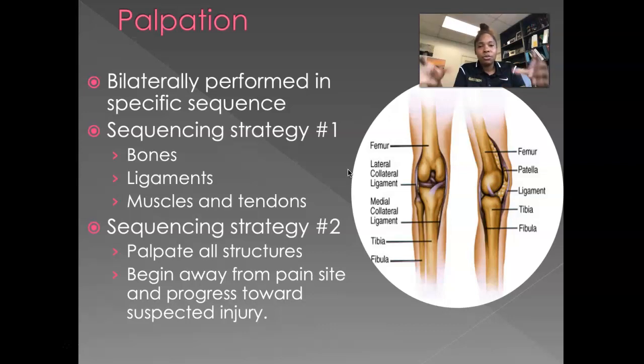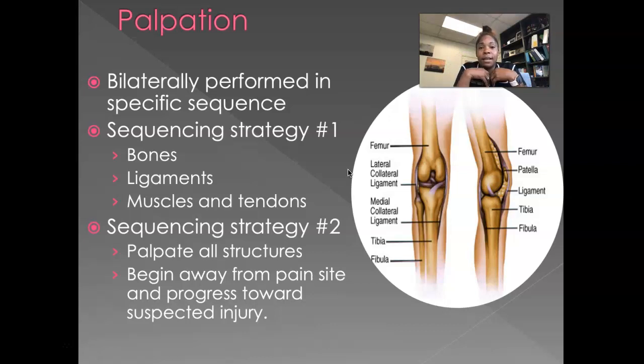And most often there's two sequencing strategies that one can take. The first sequencing strategy is that you could choose to palpate all the bones, all the ligaments, all the muscles and tendons in that order, right? So if I'm doing the ankle, I'm going to palpate all of the ankle bones first, and then all of the ligaments of the ankle, and then all of the muscles and tendons of the ankle. The second strategy is you palpate all structures in any particular order, but instead your ordering is I'm going to either start proximal or distal, right? I'm going to start away from the injury or towards the injury.